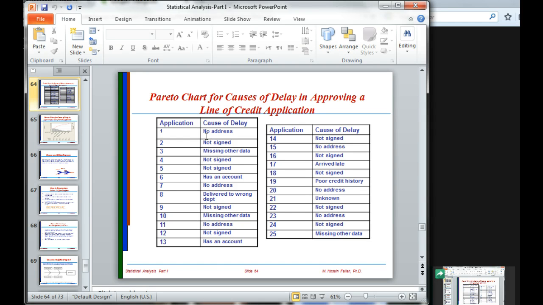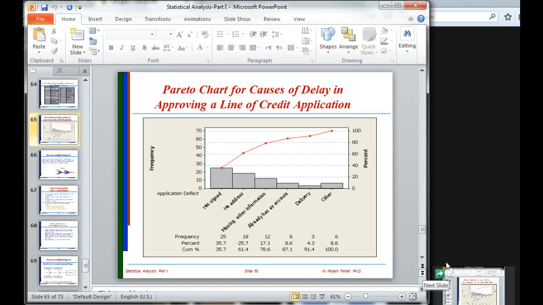And so if you collect that over a sample of these applications, you can then sort them out by the type of problems that you have, and then plot them as a Pareto to say where is the most of the problem the customers have. In this particular case, the biggest problem was not having a sign or signature on the application. The second was not having an address for sending back, and some other missing data.